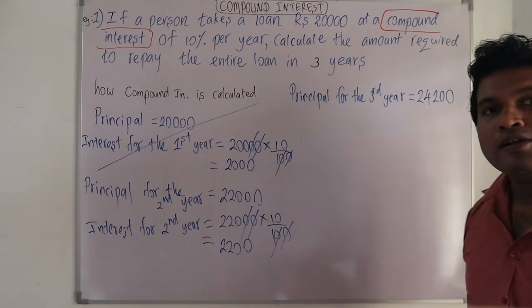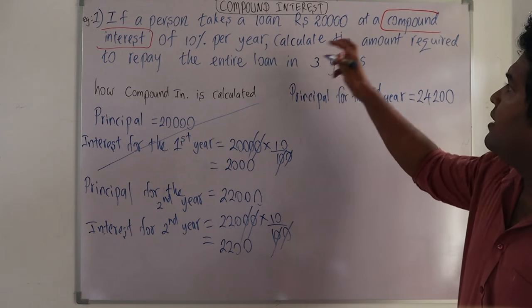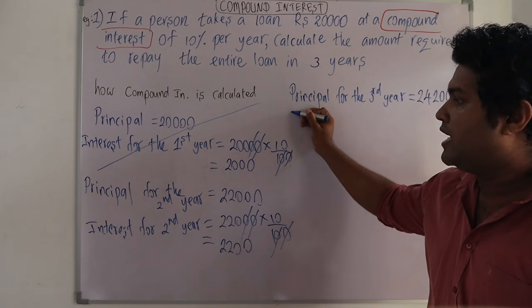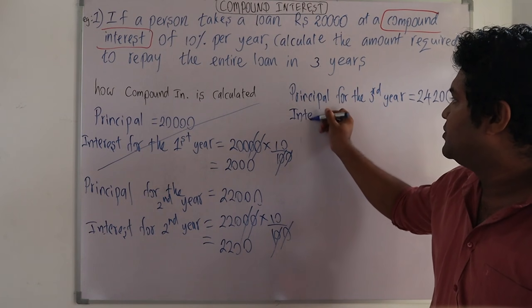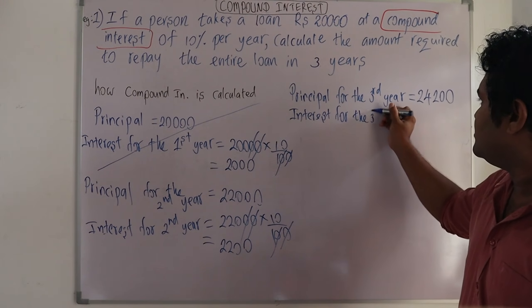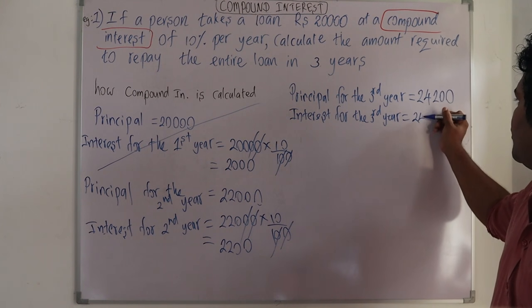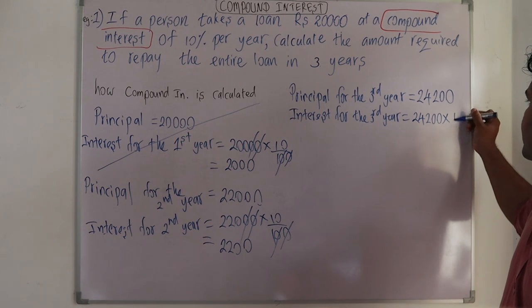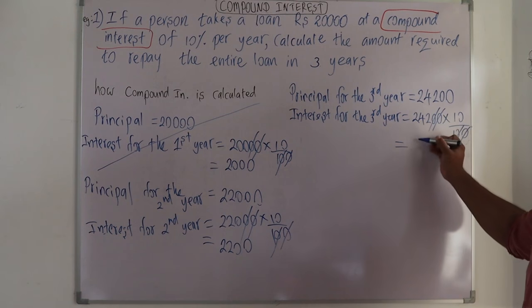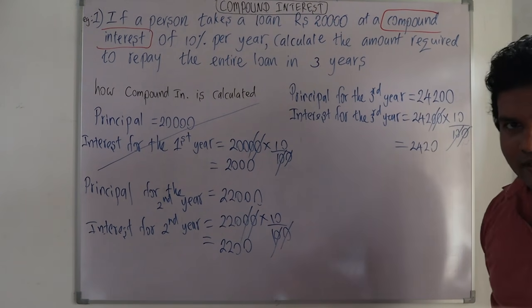24,200 rupees. Okay, now finally to end the problem, since this is ending at 3 years, we have to again calculate the interest for the third year too. Interest for the third year: again 24,200 into 10 over 100. Right? The interest has gradually increased.